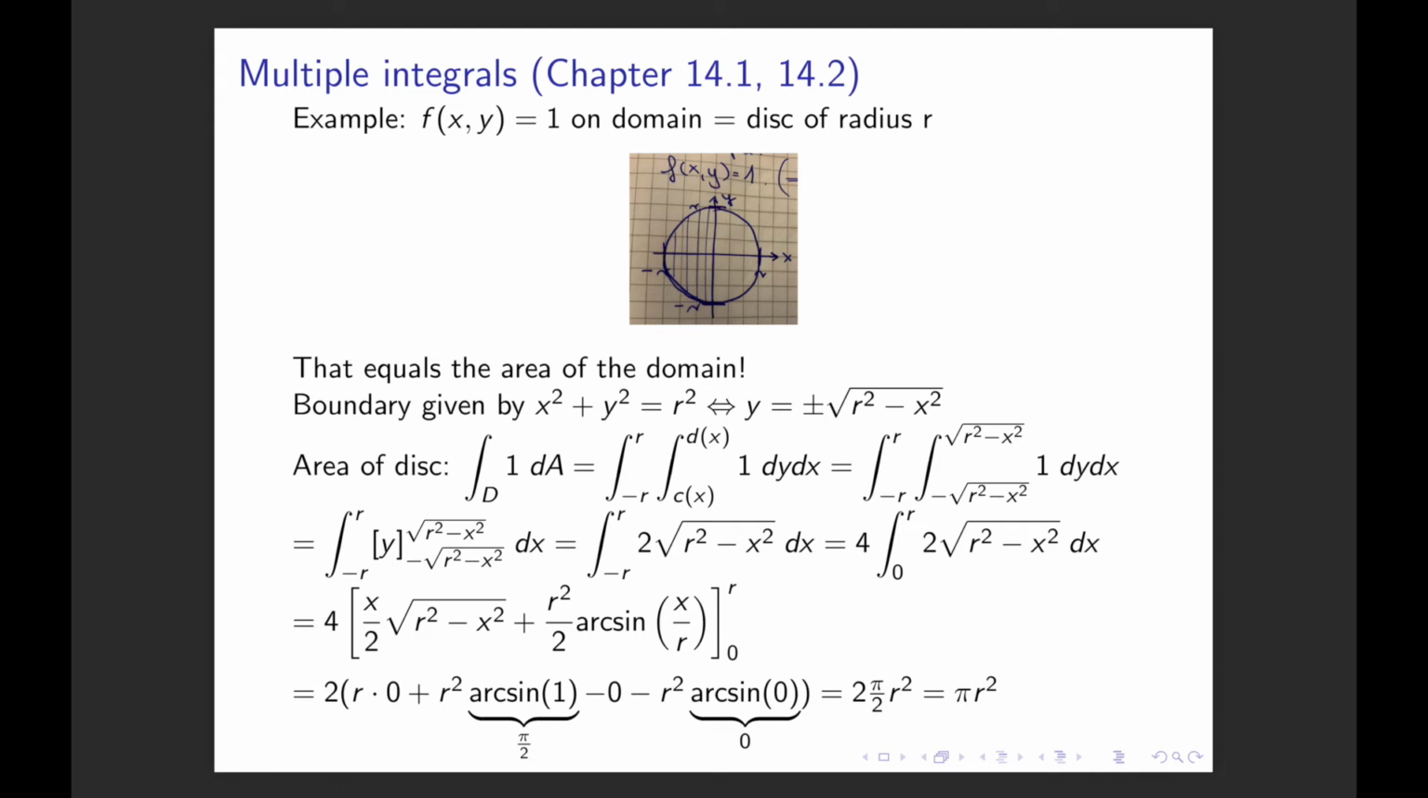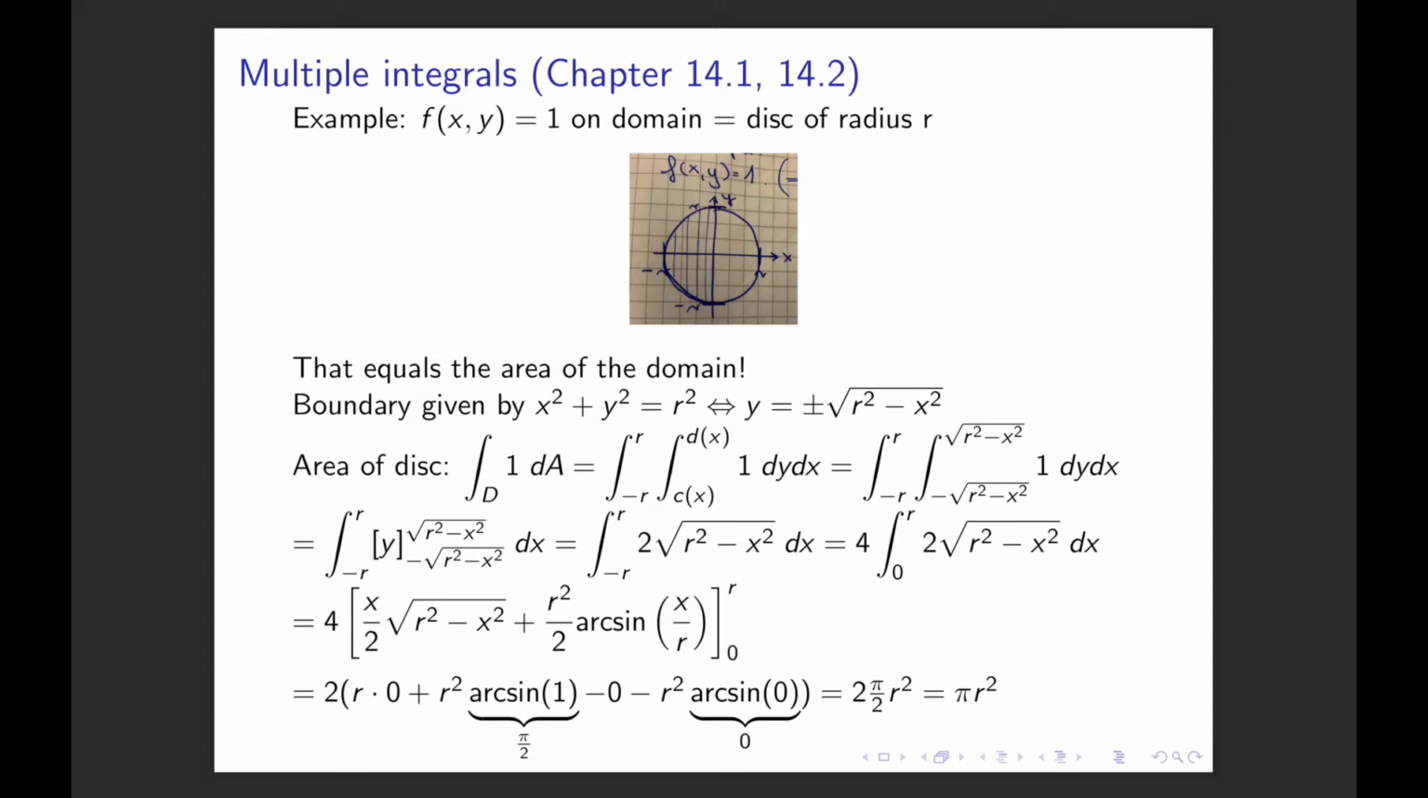So now this is a bit horrible, and you don't need to know that by heart, but it happens to be the function that is written below with the arcsine. Arcsine is the inverse function of sine, where the domain is the maximum domain that contains 0. Using that, when we plug in the boundaries, we get r times 0, okay, plus r squared arcsine of 1. And what is arcsine of 1? That is pi half. This is a good reminder for trigonometric functions.